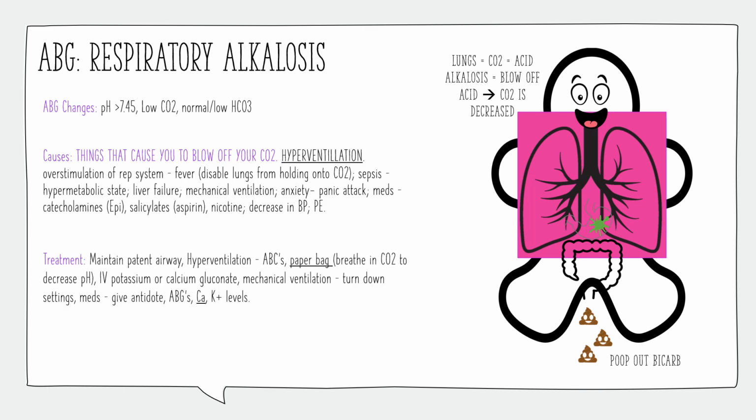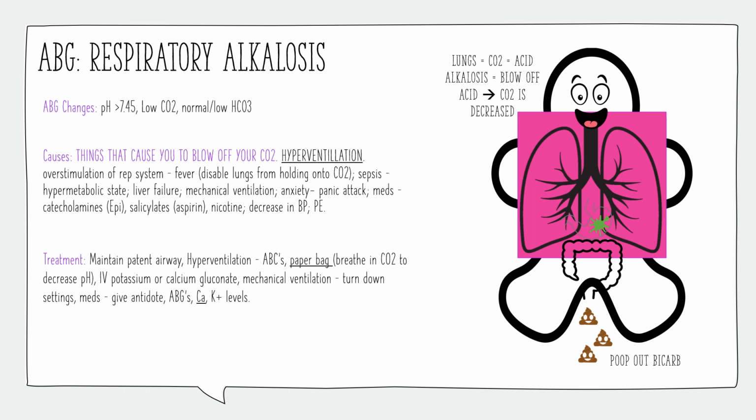Okay, respiratory alkalosis. Okay, so alkalosis, you're going to be low in your acid, your CO2. Your pH is going to be greater than 7.45. You're going to have low CO2, okay, and then normal to low bicarbonate.